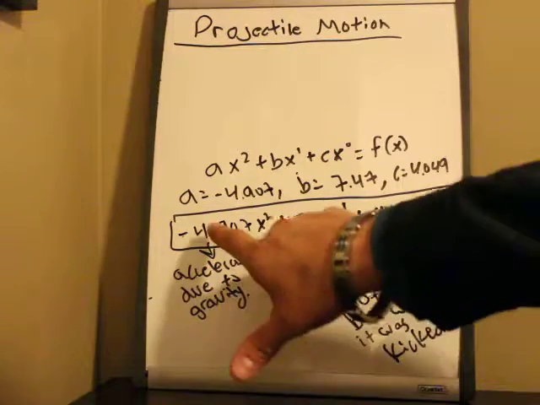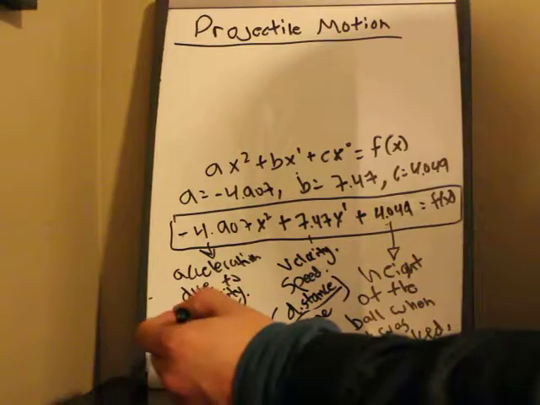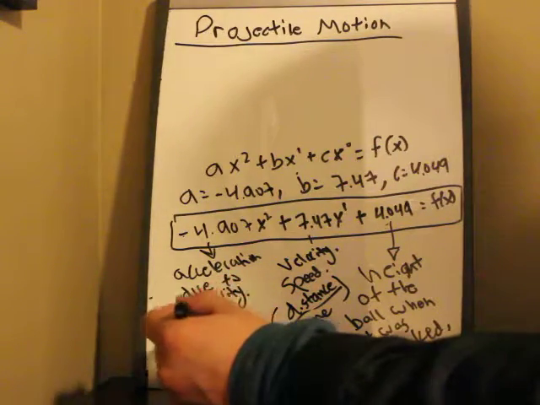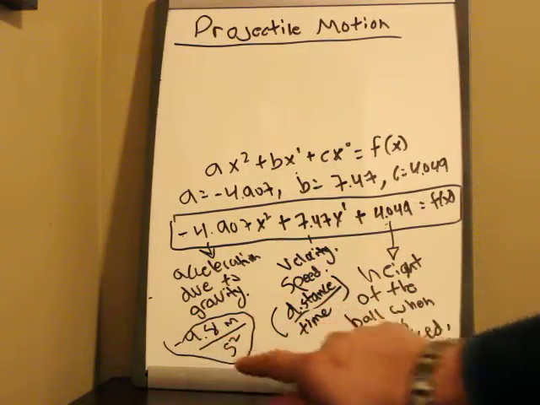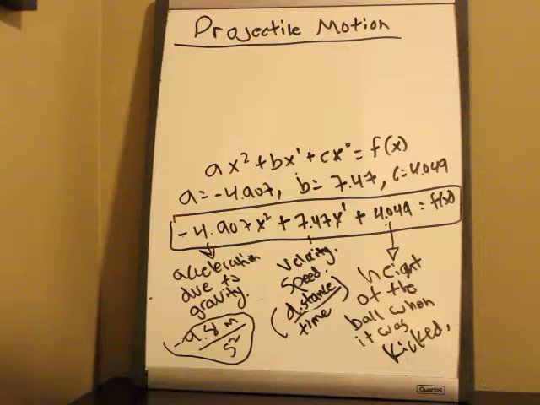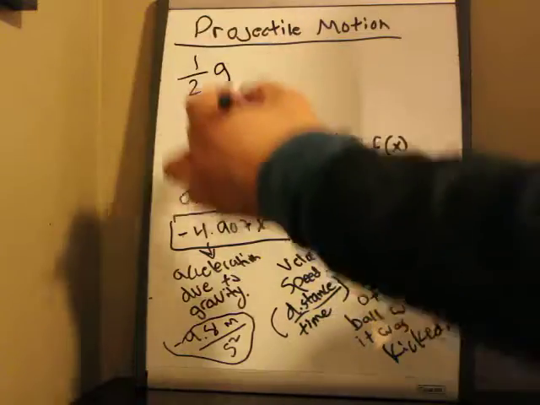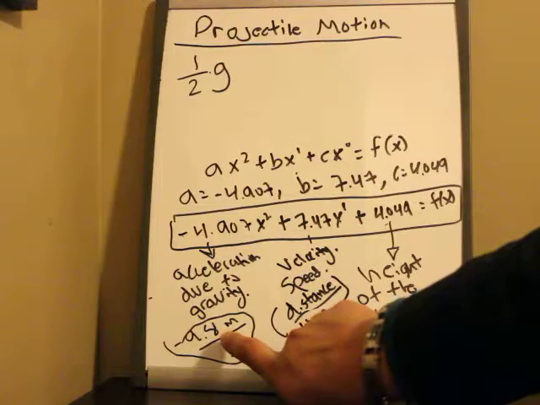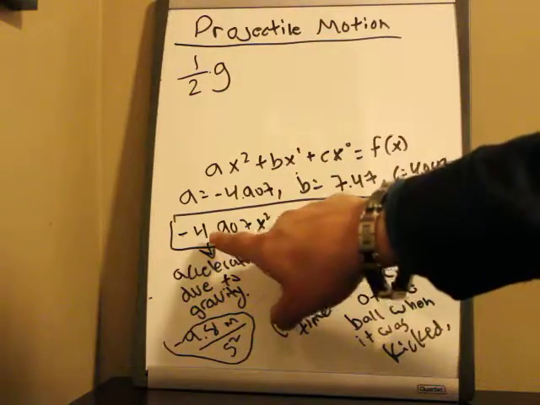So basically we know that our A value was acceleration due to gravity. Gravity is actually negative 9.8 meters per second squared. And if you divide negative 9.8 by 2, you'll see that we get negative 4.9. So when we do projectile motion from now on, our equation is going to be one half times gravity. Remember, gravity is negative 9.8. If we multiply that by 1/2, we get negative 4.9.